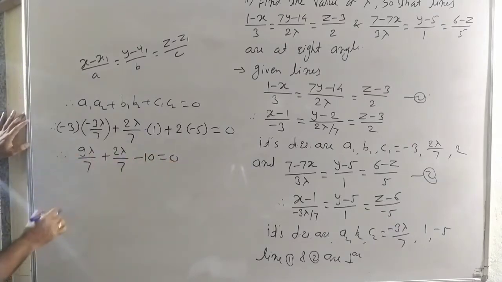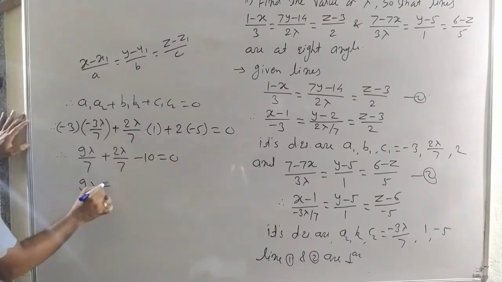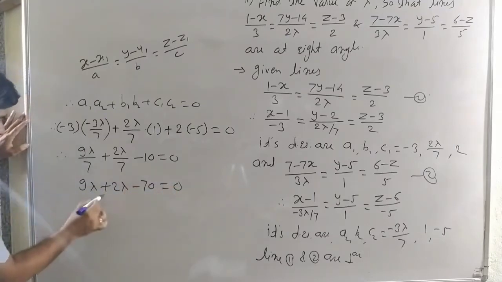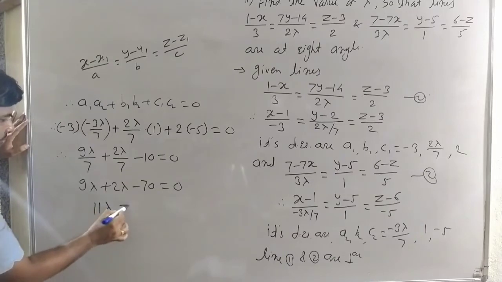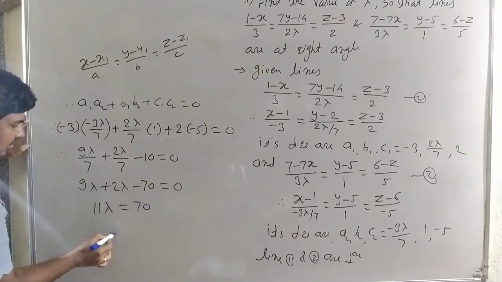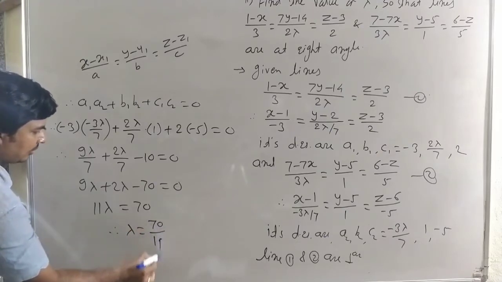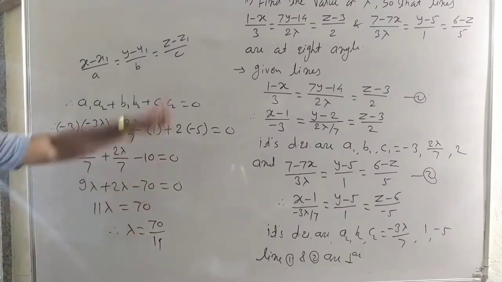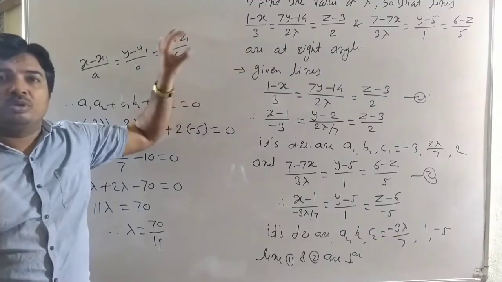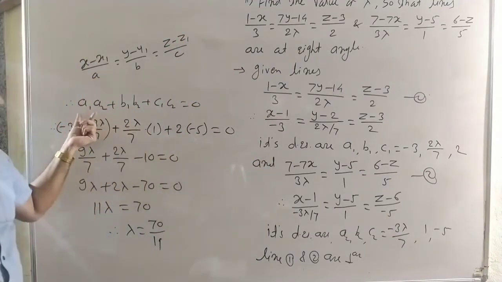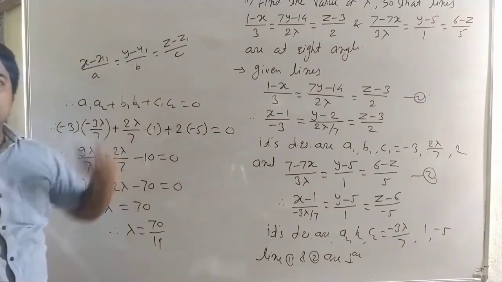Now, multiplying throughout by 7, 9 lambda plus 2 lambda minus 70 is equal to 0, and then 11 lambda is equal to 70, and therefore lambda is equal to 70 upon 11. Okay, see carefully here. We use the condition of perpendicular lines when direction ratios are given. The condition is a1 a2 plus b1 b2 plus c1 c2 is equal to 0.